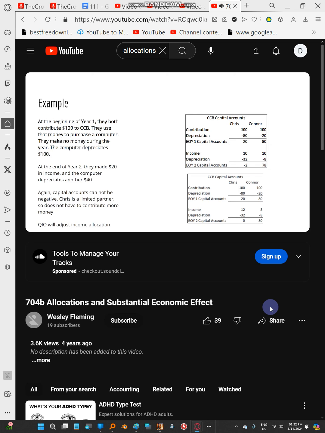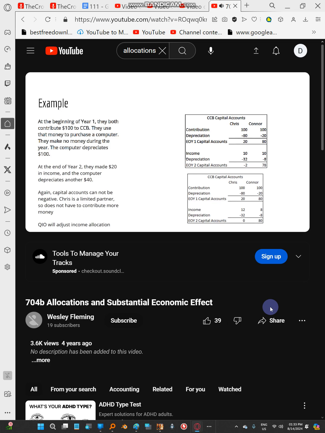Beginning of year one, they're contributing $100. They purchased a computer. Except this time, at the end of year two, they have made $20 in income, and the computer is still appreciating another $40. So let's take a look at how this works. You split the depreciation for year two. $32 goes to Chris, $8 goes to Connor, and we split the income as well.